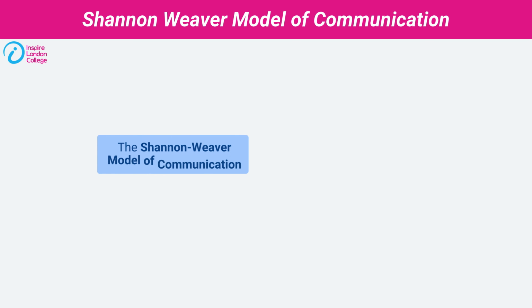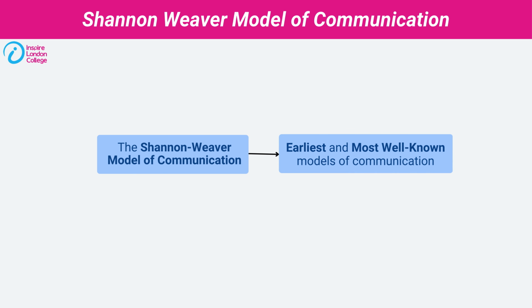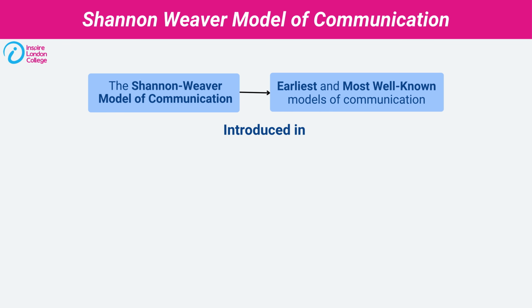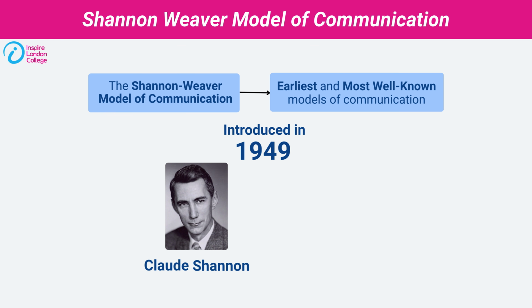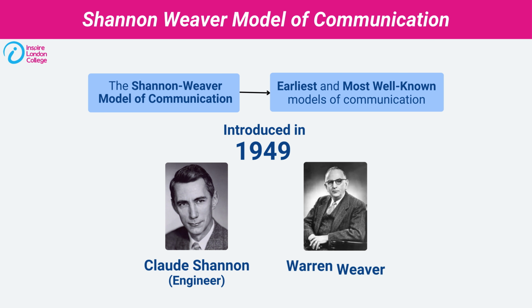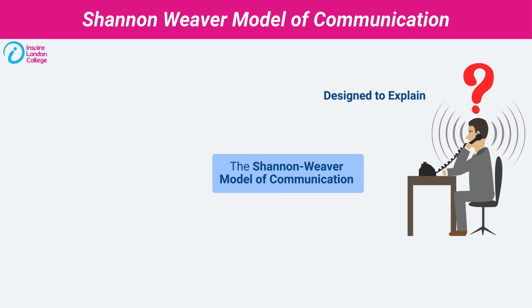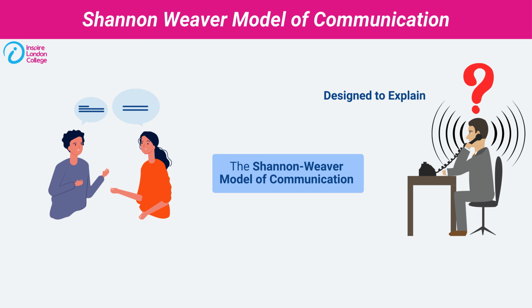The Shannon-Weaver model of communication is one of the earliest and most well-known models of communication. This model was introduced back in 1949 by Claude Shannon, an engineer, and Warren Weaver, a researcher. Originally, it was designed to explain how communication works through telephone signals, but it later became one of the foundations for understanding communication in general.